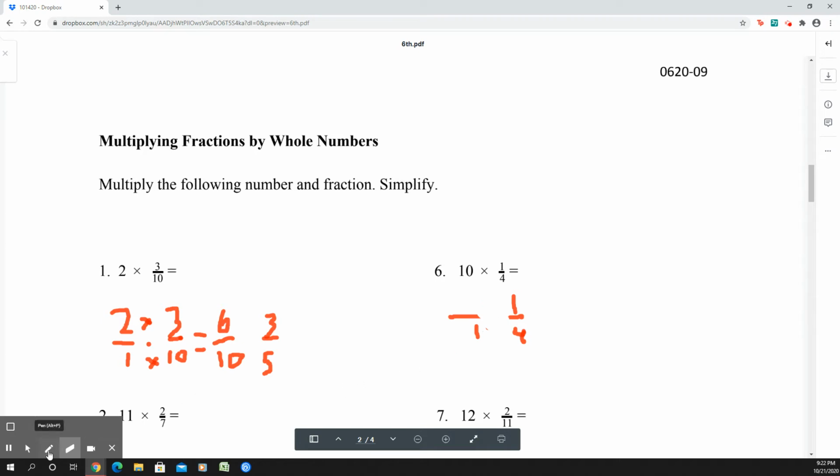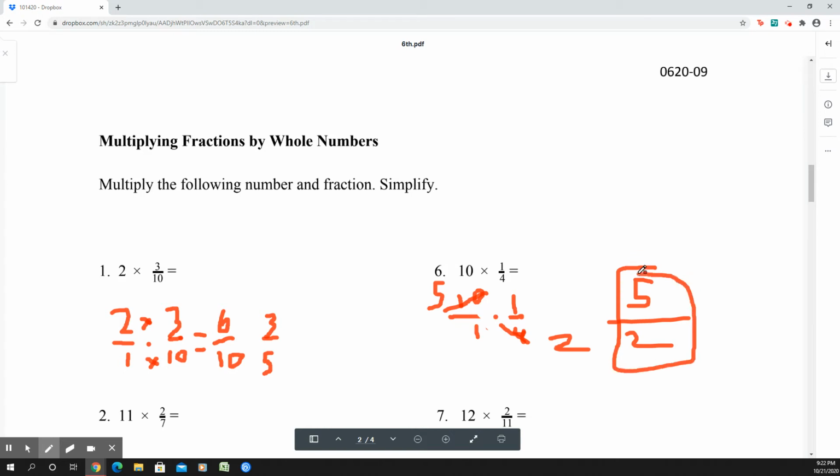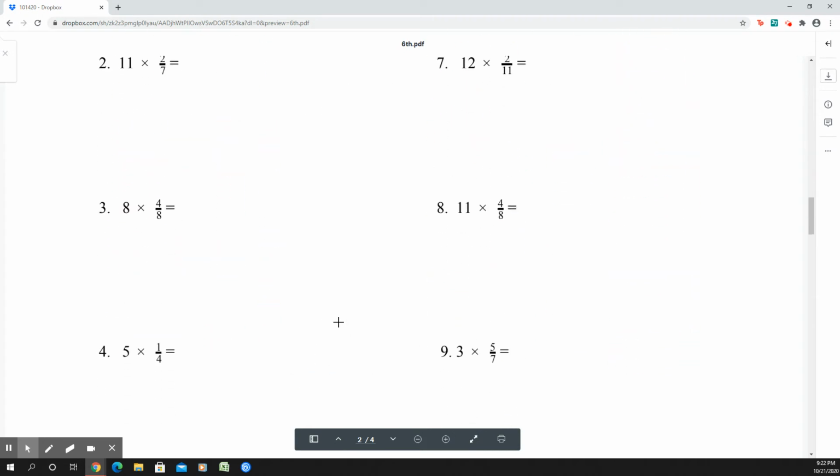Okay, so our original question was 10 over 1 times 1 over 4. So since you can simplify across, you divide 4 by 2 to get 2, and divide 10 by 2 to get 5, and then you multiply across. So 1 times 2 is 2, and 5 times 1 is 5. So the answer is 5 over 2. I don't think it depends on whether you simplify first or last. It's just something that you should know.